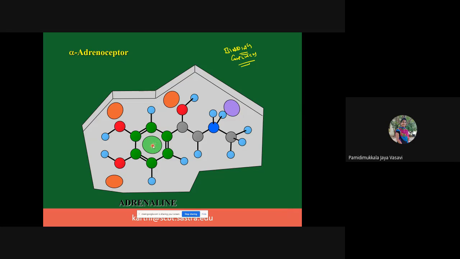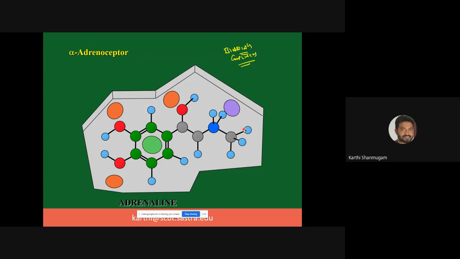So what is the green color region? Van der Waals interaction. What is the nature of this phenyl ring? It can participate in van der Waals interaction or hydrophobic interaction. Am I right? So we can say that the molecule adrenaline has a very good fit with the alpha adrenoreceptor. It also has all the necessary binding complementarity, so it is a very good molecule fitted well inside the binding site of the alpha receptor.